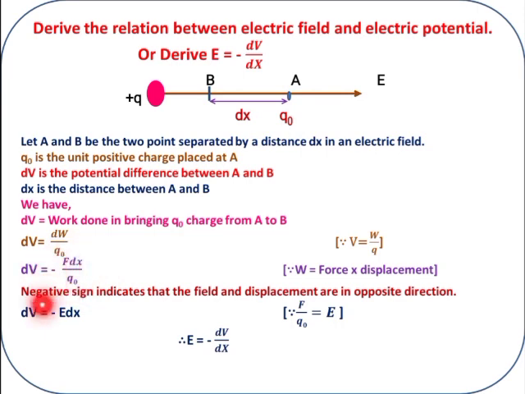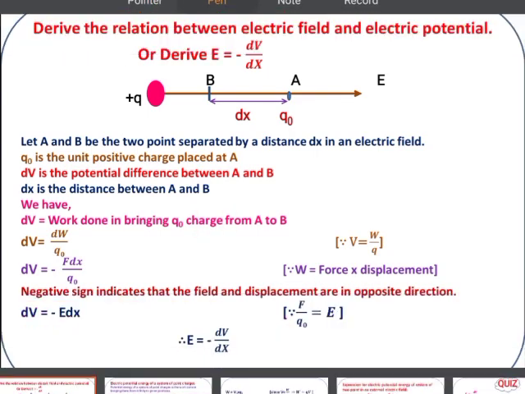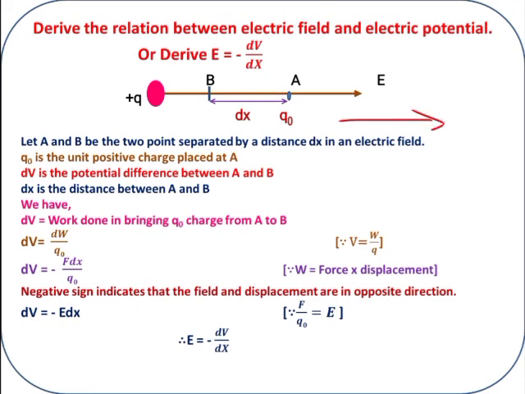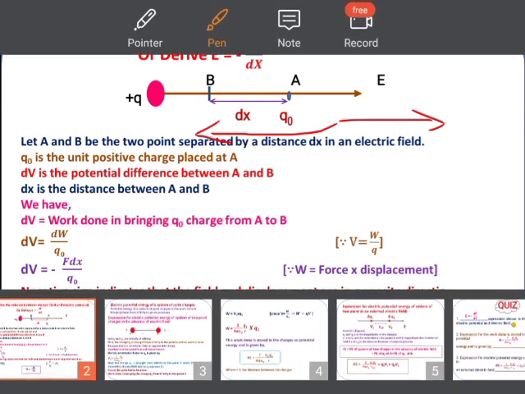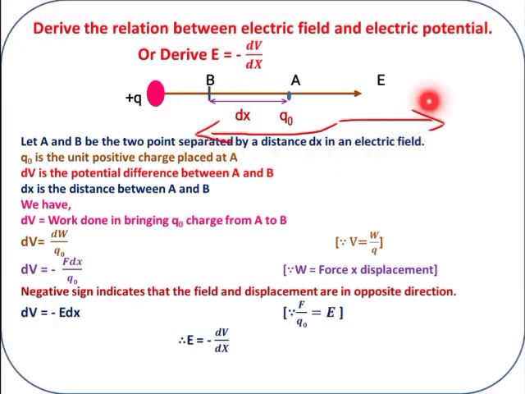But why the negative sign? The negative sign indicates that the field and displacement are in opposite directions. So where is our electric field? This is the direction of our electric field. What is the displacement? We are shifting the charge Q naught from A to B, so this is the direction of the displacement. Both directions are opposite. The displacement direction is opposite with respect to the electric field.